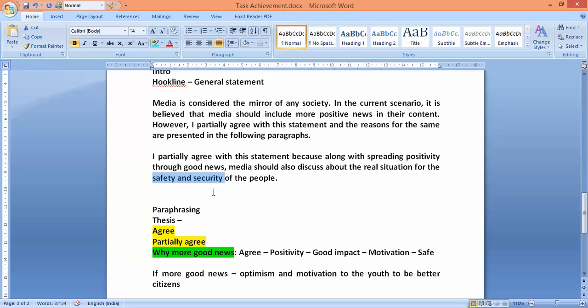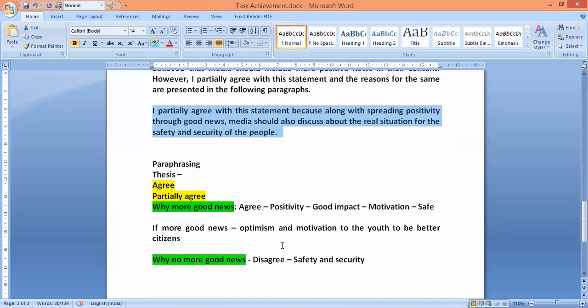The examiner will understand, okay, now you are talking about one side, that positivity is spread through good news, and then on the other side, if they need to present a real situation for the security and safety of people, so he'll get an idea. So definitely, if you write this thesis statement, this will fetch more score. But some people, in the attempt of writing a specific thesis statement, write something else here and something else in their paragraphs, so that becomes inconsistent with what you claimed and what you are proving, and that's why they end up with a lower score.